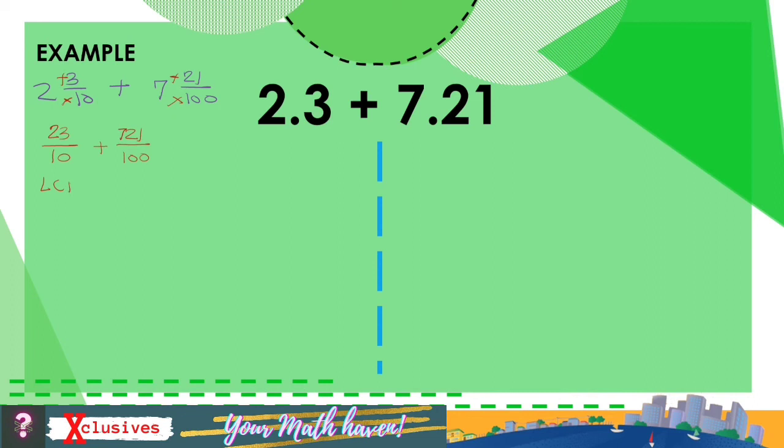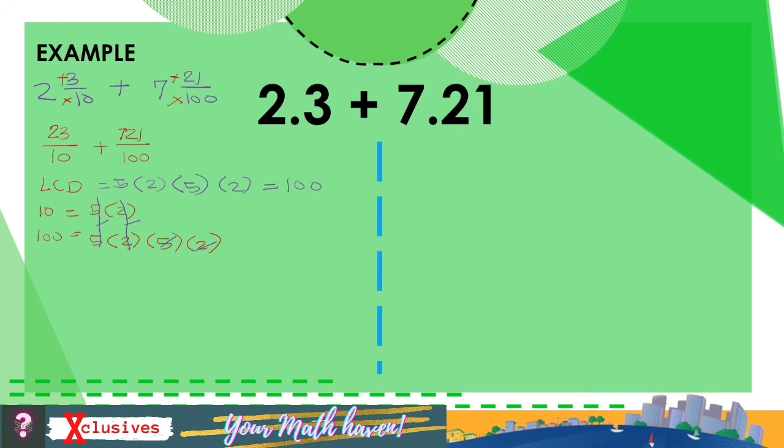Now let's look for the LCD. So we will list down the prime factors of 10 and 100. So the prime factors of 10 are 5 and 2. For 100, that's 5 and 2, another 5 and another 2. Notice that we have a pair. So this will be counted as 1, this will be counted as 1. So for LCD, that's 5 times 2 times 5 times 2. This is equal to 100.